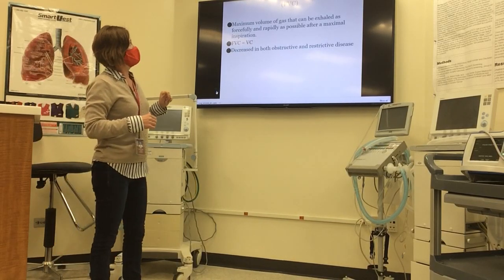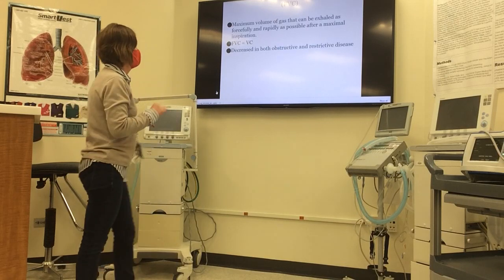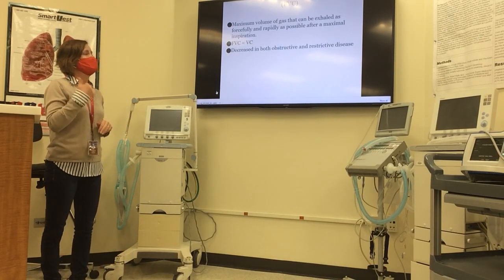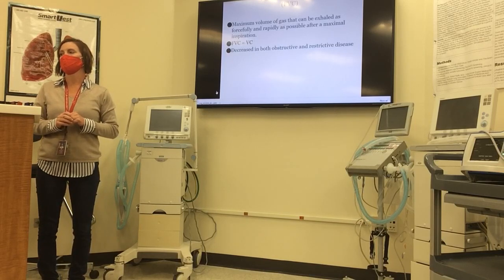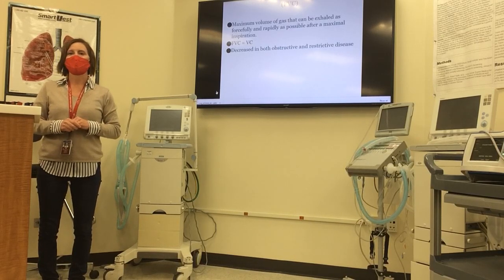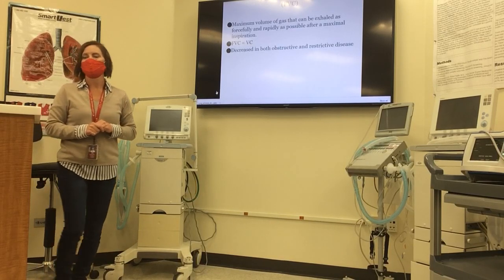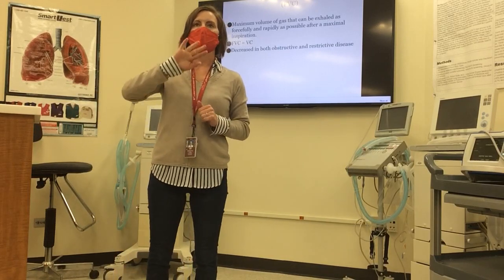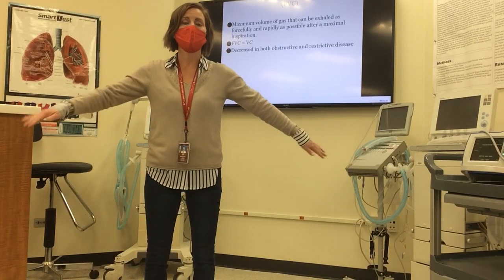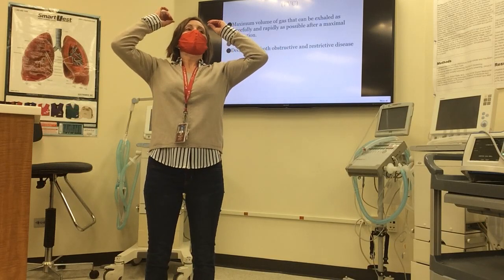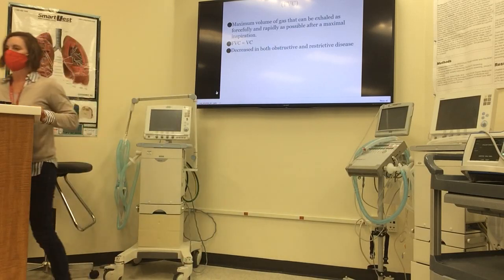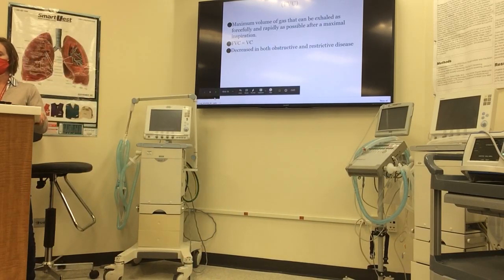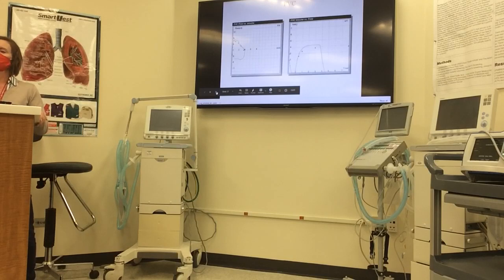So the first thing we'll talk about is our forced vital capacity. The forced vital capacity is the maximum volume of gas that can be exhaled as forcefully and rapidly as possible after a maximal inspiration. So everybody do a forced vital capacity. Exhale everything out. Now take a big deep breath in and blast that out. Of course, socially distanced. Very good. Good job, you guys. Okay, so that would be decreased in both obstructive and restrictive disorders, and it can be measured with this flow volume loop.